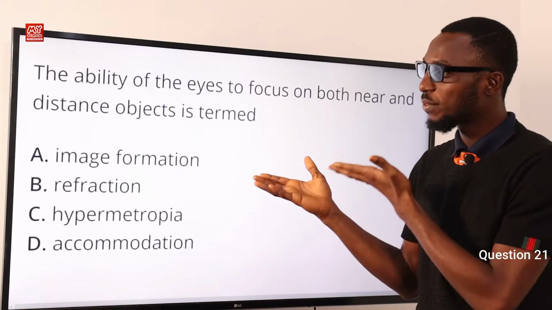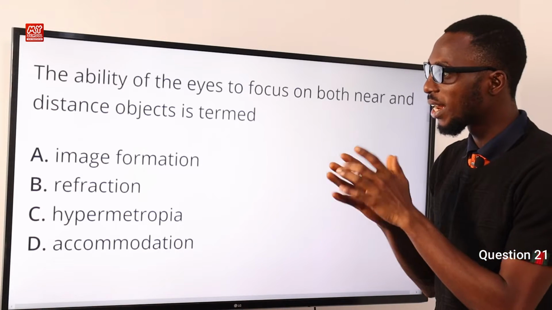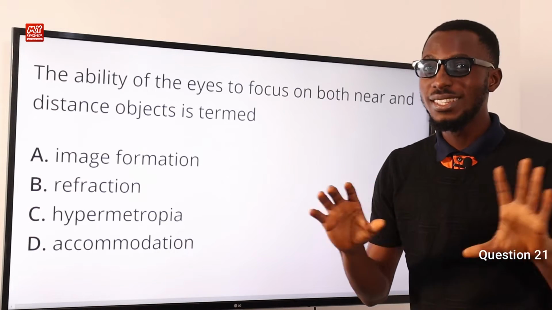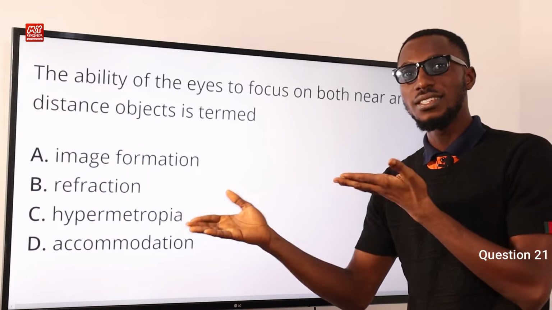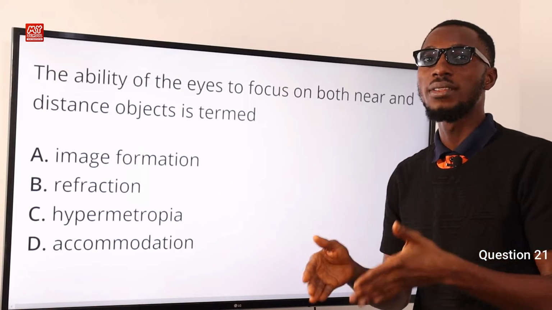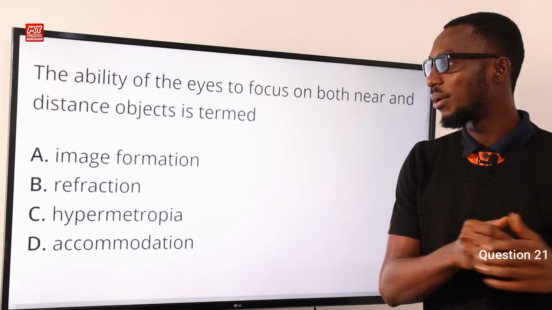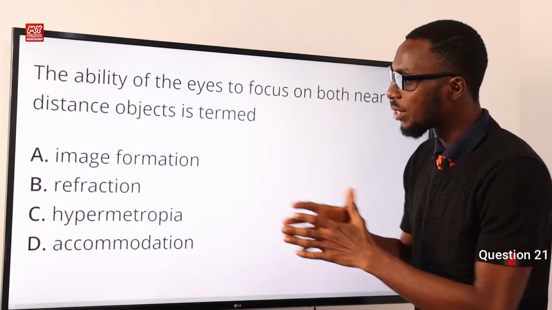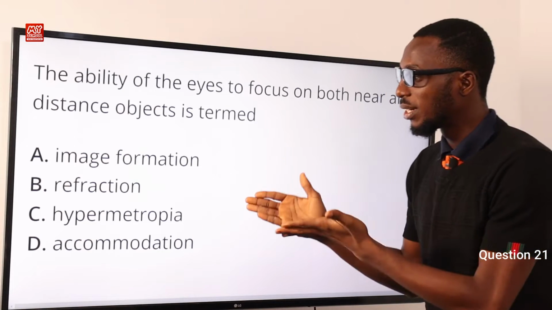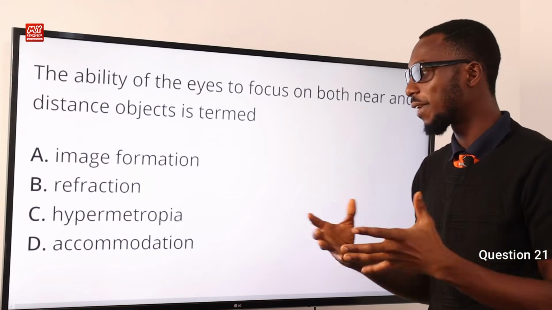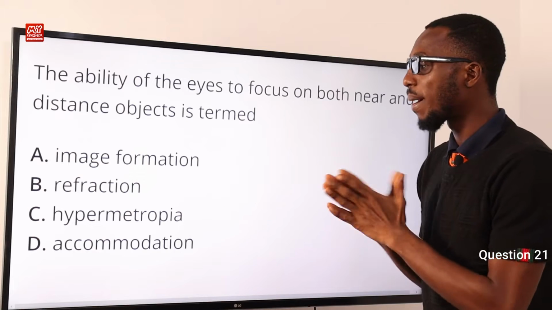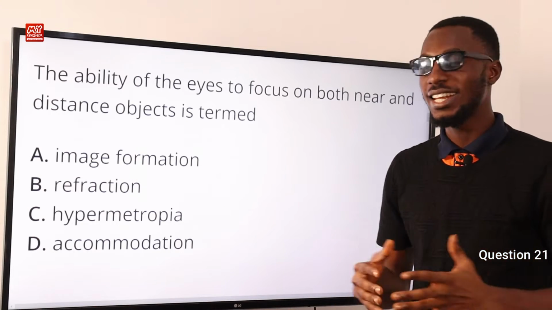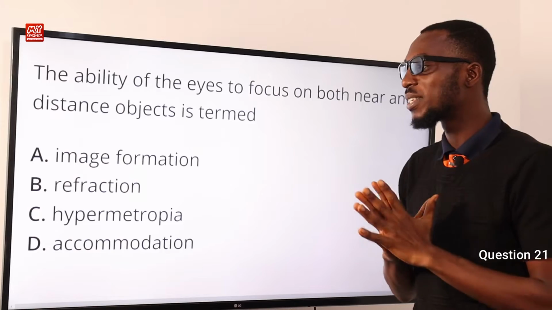You may ask, what is image formation? This is a compound word, two words coming together, image and formation. That tells you in simple terms, formation of image. Refraction is when there's a change in direction of a wave because it's moving from one medium to another. We talk about hypermetropia. This is an eye defect, where the eye cannot see close objects. Another name for hypermetropia is long-sightedness. So the correct option to the question given us is option D for accommodation.